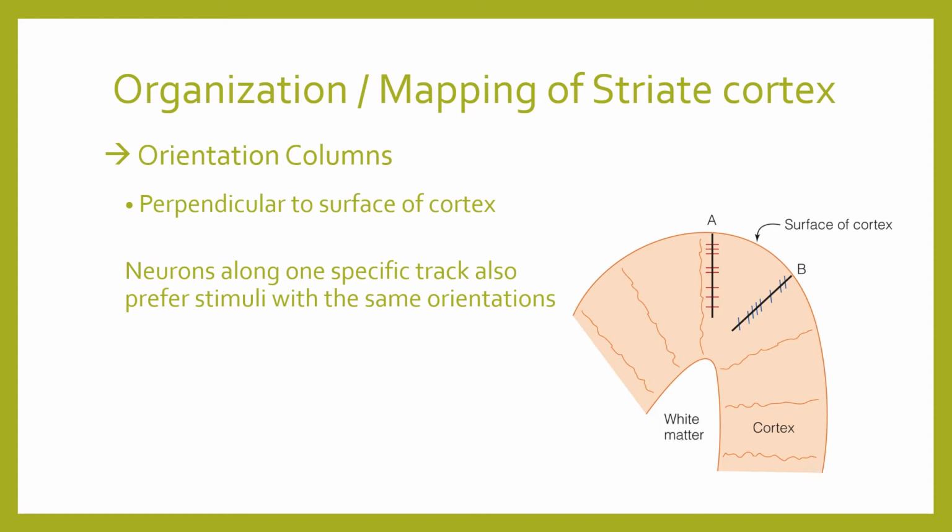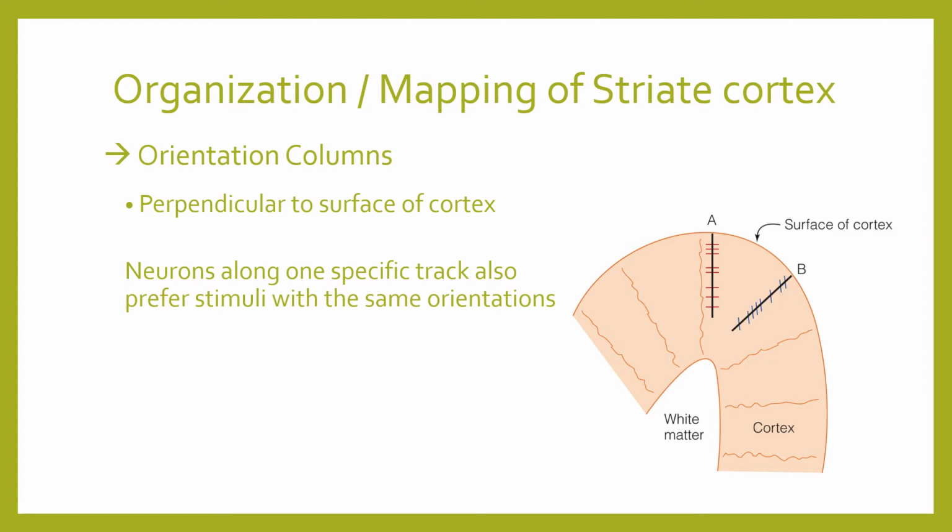We also have orientation columns. So neurons along one of these specific tracks also prefer stimuli with the same orientations. And what the picture is showing is, well, the cortex is curved, because remember we have those gyri and sulci, and we have these curves so that we have more surface area to our cerebral cortex. And if we're going in at the surface of the cortex at A, and we put in our electrode, then everywhere along that column, when we're measuring at A, it's going to be responding to a horizontal line.